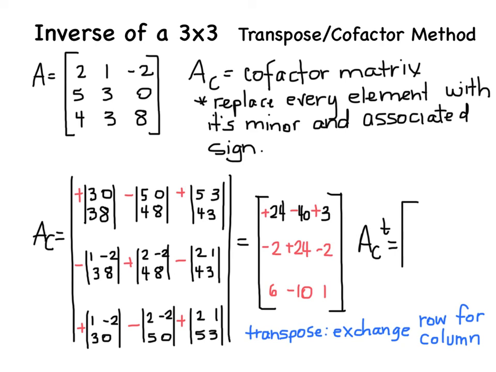So here's what we're going to do. We're going to take this row, the first row, and I'm going to make it the first column. 24, negative 40, and 3. Second row becomes second column. Third row becomes third column. And that's what we're going to pick up with on the next screen.